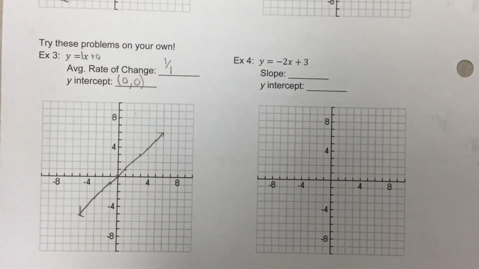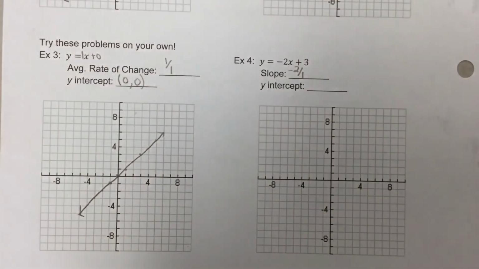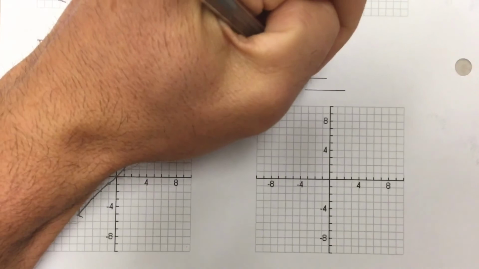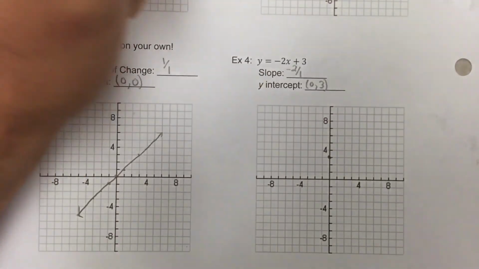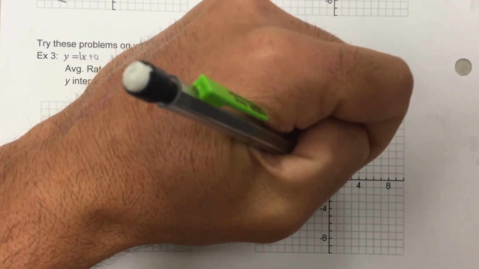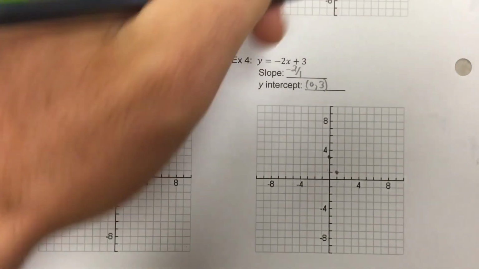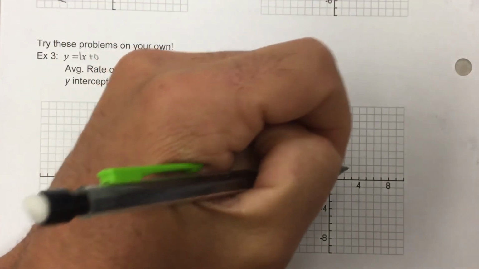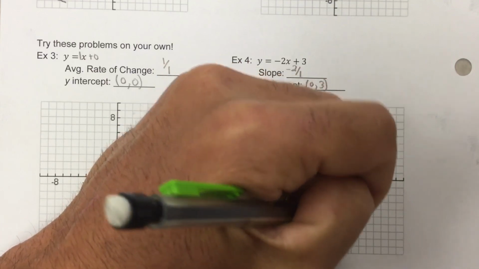All right, try example 4. All right, so for this one, my slope is -2, and again, I like to put a 1 underneath there. My y-intercept is (0, 3). So we start at (0, 3), and I go down 2, right 1. Again, the negative applies to the top or the bottom, but not both. So I applied it to the top first, down 2, and then to the right is positive. Down 2, right 1, down 2, right 1.